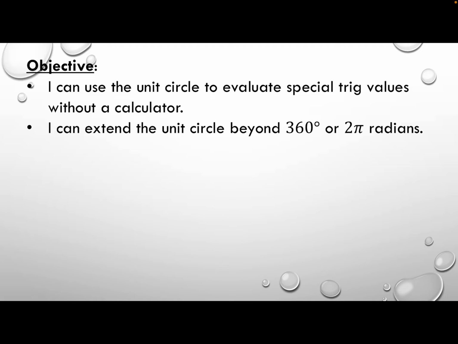In today's lesson, we are going to extend a little bit of the knowledge that we covered in the previous lesson into different types of angle measures. So in today's lesson, we're going to be going into angle measures that are greater than 360, greater than 2 pi radians, which we've done before. But at the same time, we'll also be looking at negative angle and radian measures as well. So let's get to it.